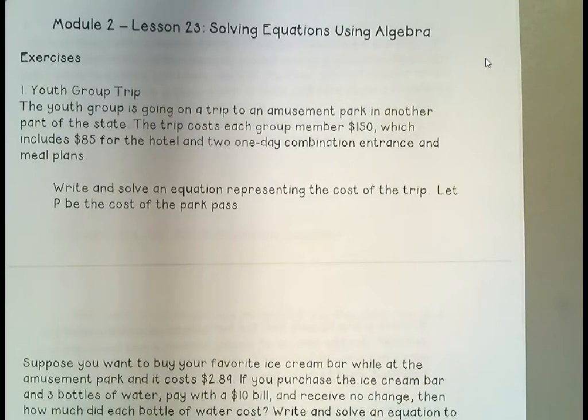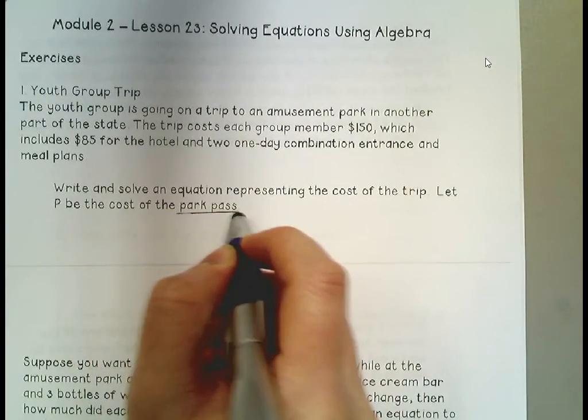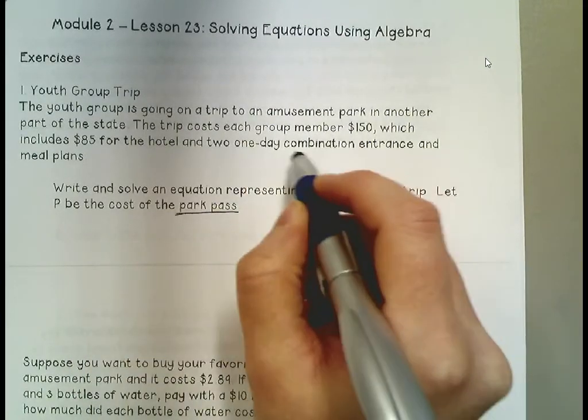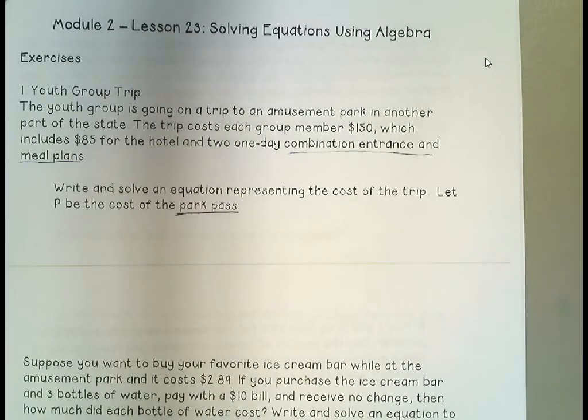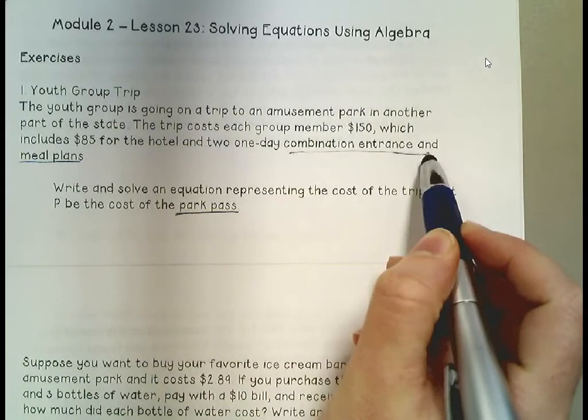Let P be the cost of the park pass. So one thing here that we need to understand is that the park pass right here is the combination entrance and meal plan. I don't know why they're not wording it this way. It just becomes very confusing, but the park pass is that.